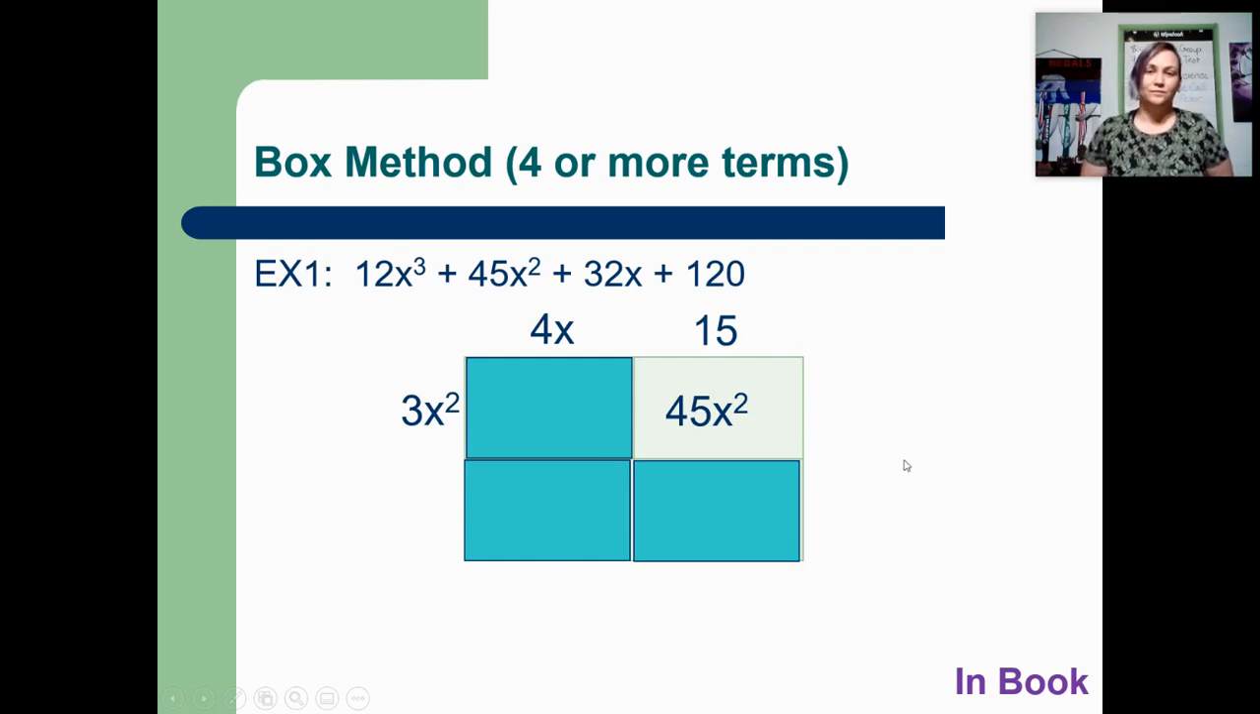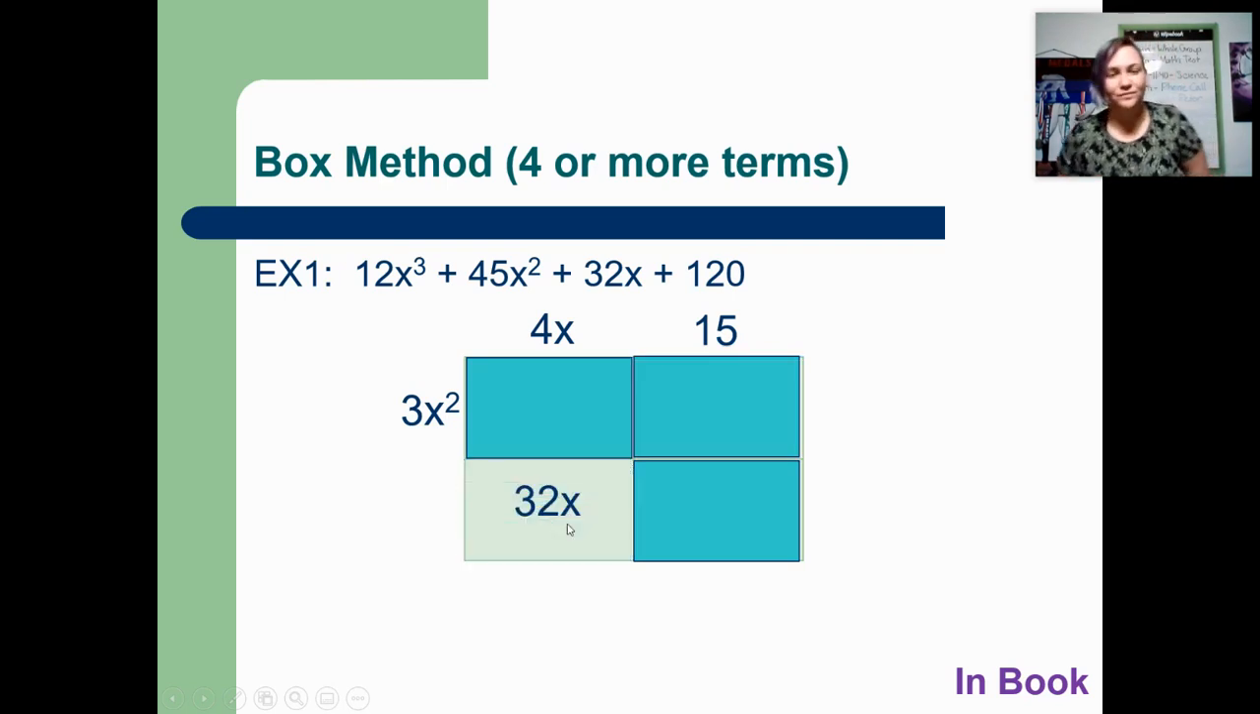Let's jump down to that second row. This first box in my second row is 32x. This box is created by multiplying something over here with the 4x from above it. So we need to figure out 4x times what is 32x. I've already gotten my x taken care of. So I just need to remember that 4 times 8 is 32.